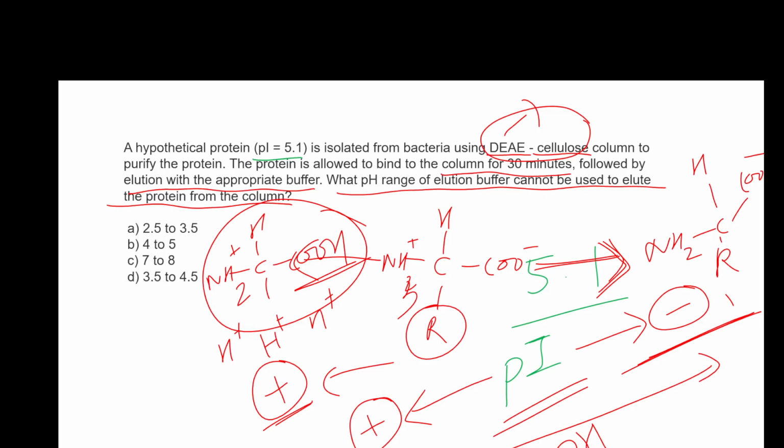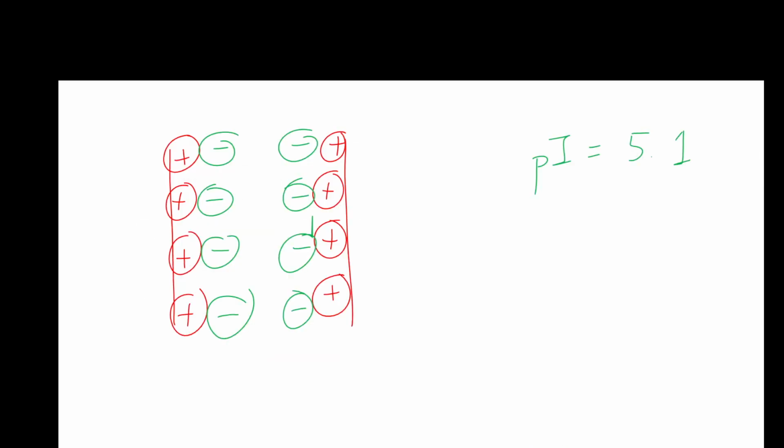So this is the question. The isoelectric point of the protein is given, which is 5.1, and the protein is being isolated using a DEAE column, which is a positively charged column. To purify the protein, the protein is allowed to bind for 30 minutes, followed by elution. So what should be the pH of the buffer to elute? As I already mentioned, if you go to a pH above pI, the protein will be in negatively charged form, and below pI the protein will become positively charged.